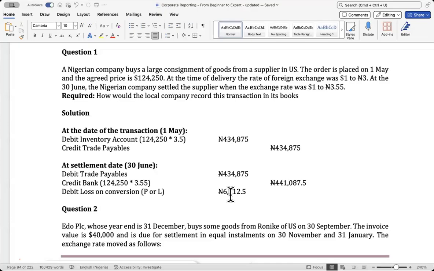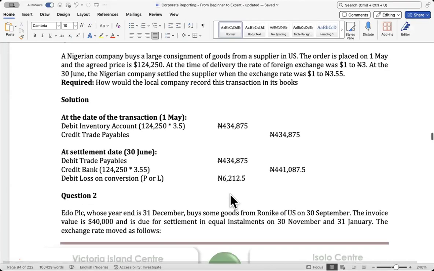When there are different exchange rates from the date of transaction to the date of settlement, there will be differences. So in this case, it's a loss because we are paying more. Okay, let's look at another one.